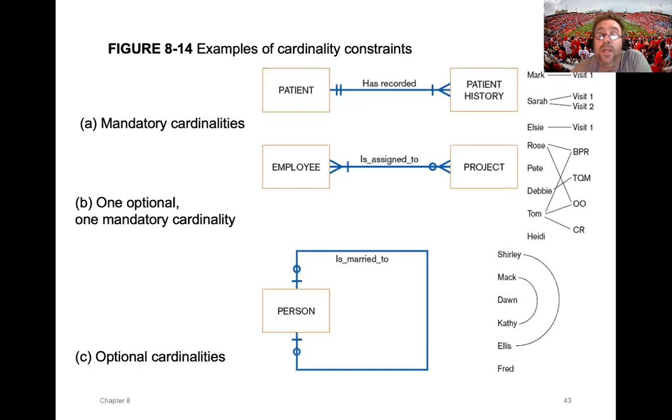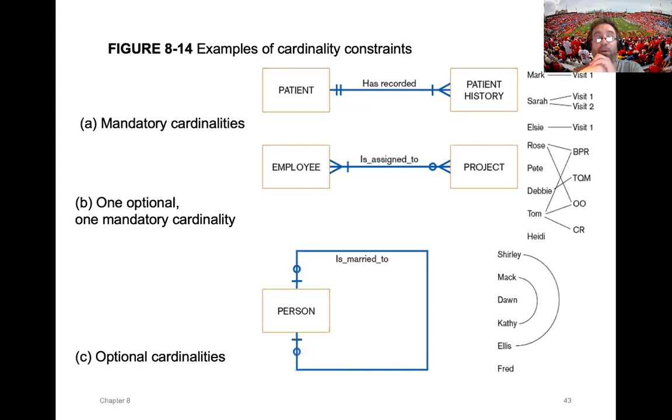We can also see for the next one down, our optional and mandatory cardinality. An employee is assigned to a minimum of 0 and to a maximum of many projects. So an employee is either working on no projects at all, or at the maximum, they're working on many projects. A project is always assigned to a minimum of 1 employee and a maximum of many employees. So a project is always assigned to at least 1 employee, but it can be assigned to many.